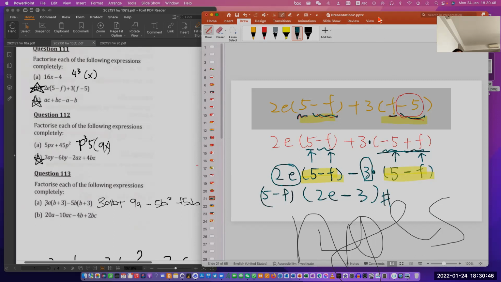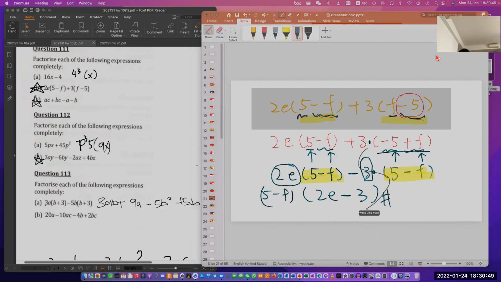Are you clear? Can you appreciate why you have this 5 minus f and you have this f minus 5? They look kind of similar, but not entirely similar. So there is this technique you can do, which is to take out the minus so that you can transform it without changing the value into a similar term. The transformation happened somewhere here, which I've shown you.